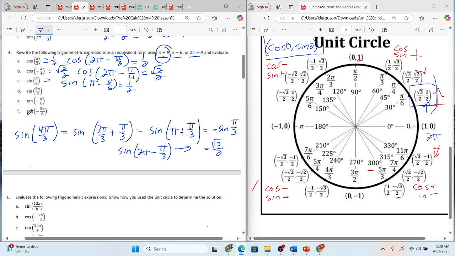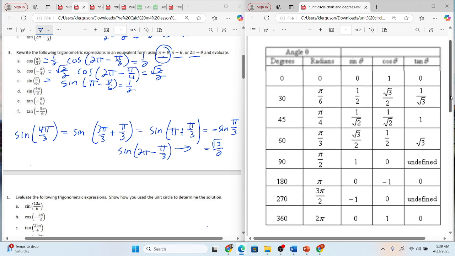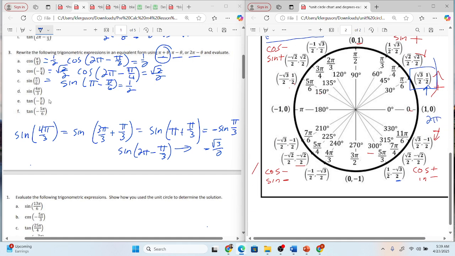What was that? Negative 60 degrees. Well, tangent of 60 degrees is the square root of 3. So tangent of negative 60 degrees should be negative square root of 3. Just confirming what we already know. So this right here is going to be negative square root of 3. So now I need to figure out which one is going to give me negative square root of 3.